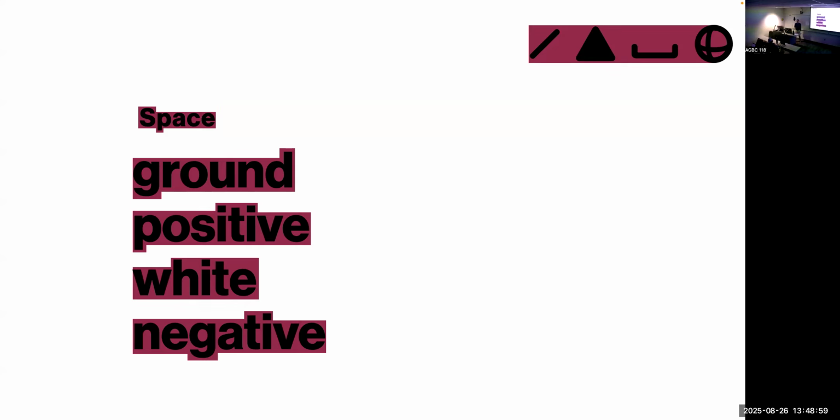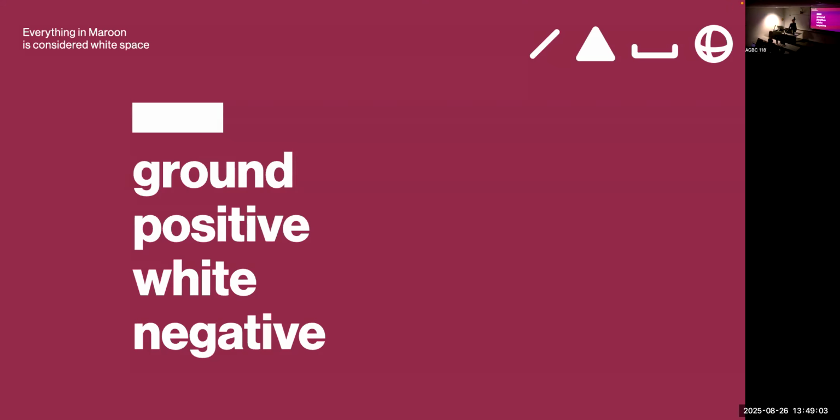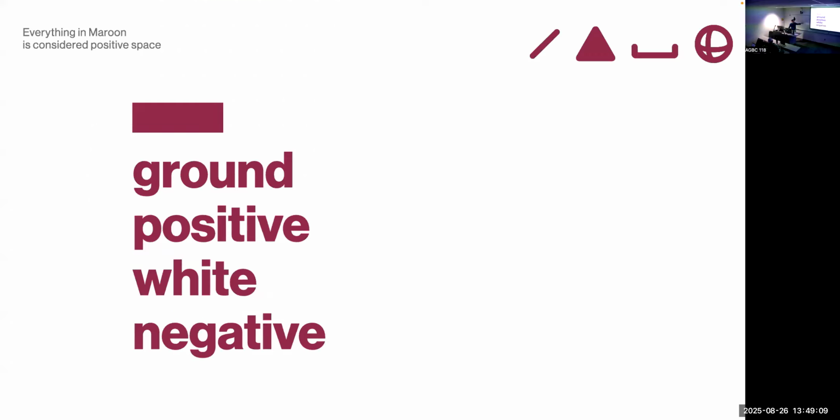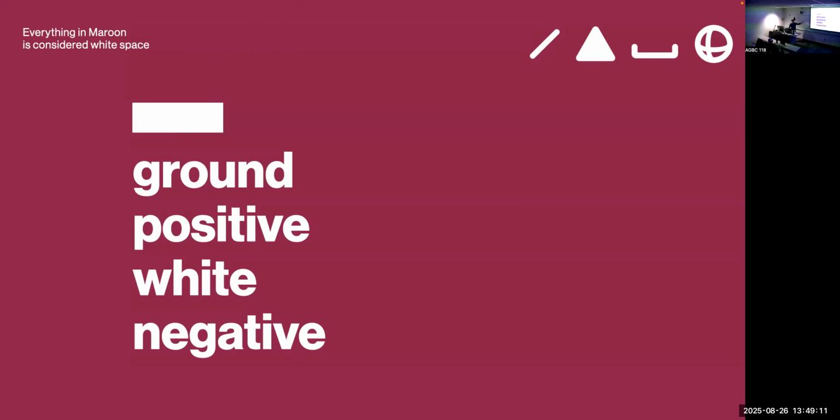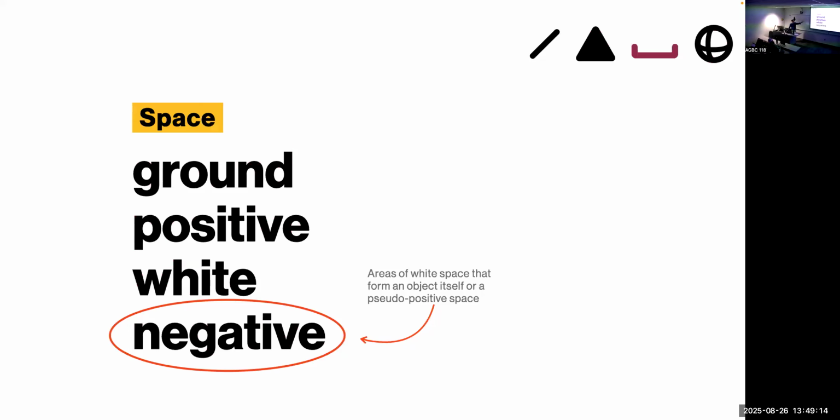So the area in maroon is negative space. Correct. In each of these examples, the area is in maroon. So there, that's going to be your white space or your blank space. And then here, that's your positive space, negative space, or I'm sorry, blank space.